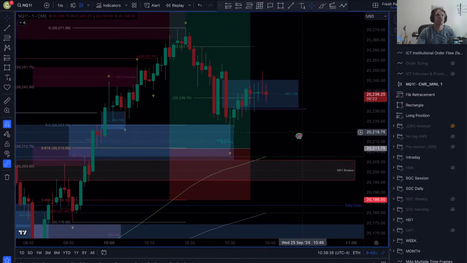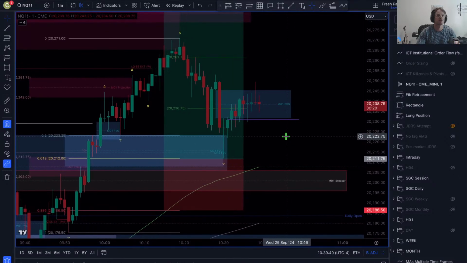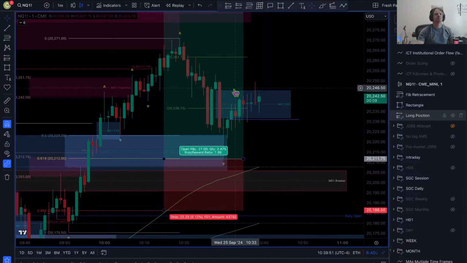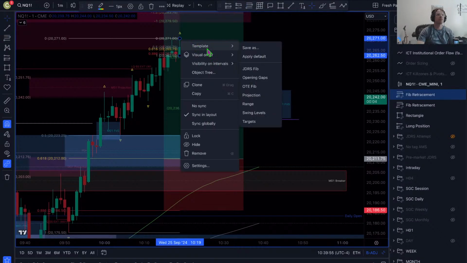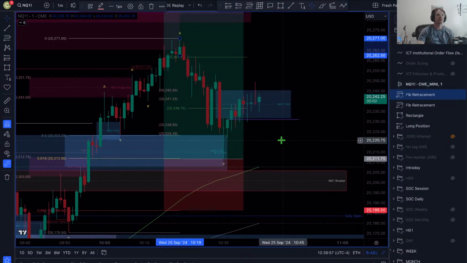And the M1 structure, current structure held. But that said, it's not very convincing sell side structure because it doesn't really have displacement down. So for me, the second we break, if we break up, the second we do that, it's all systems go.